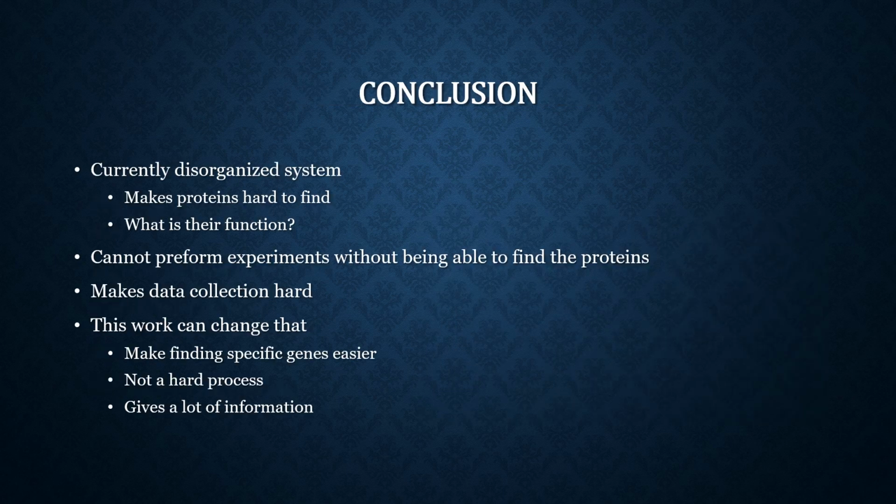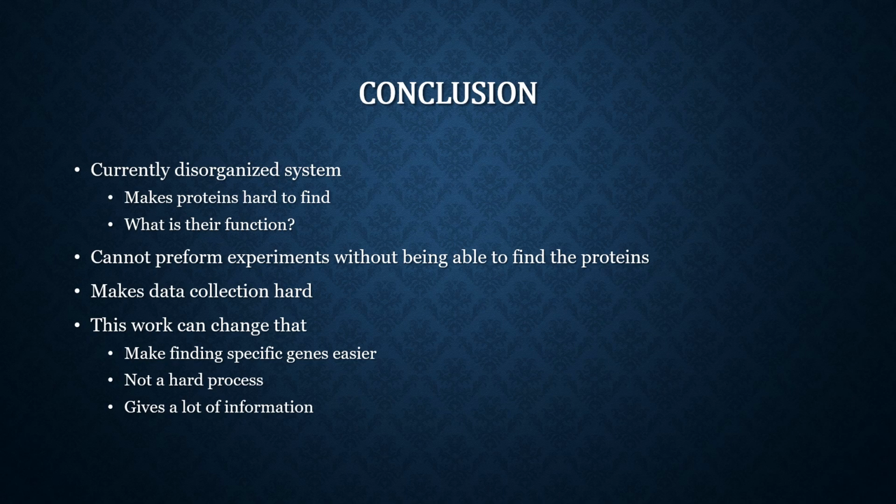In conclusion, the current system is disorganized because there's no specific nomenclature that is being used. People have tried to use a specific nomenclature, but it's kind of everywhere right now. This makes proteins hard to find, genes hard to find, and you don't really know what the functions of the genes are. This prevents experiments on those genes because they are not able to be found. It makes data collection hard.